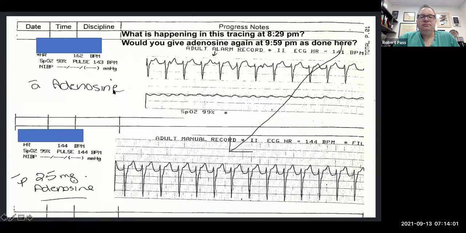All right. So this is a tracing from many years ago that I had somewhere in an old file that I found yesterday. And I'm asking you, what is happening in the tracing here? This is at 8:29. Unfortunately, I cut off the time here. This is the 8:29 tracing, and the lower tracing is the 9:59 tracing. And this is the intrinsic rhythm, and this is the intrinsic rhythm with 25 milligrams of adenosine.